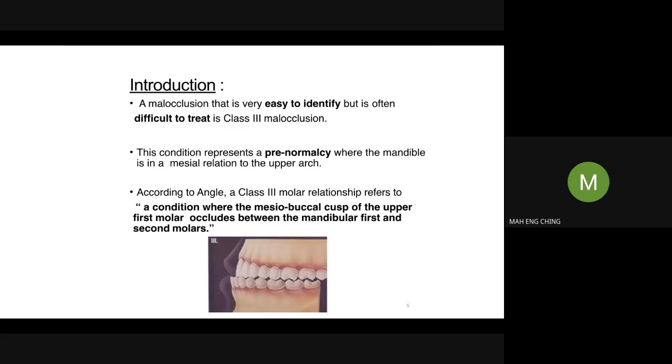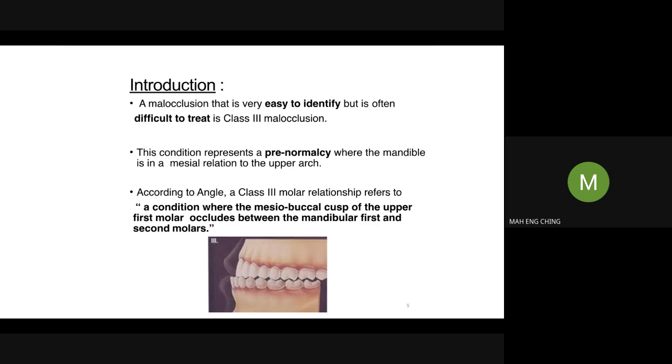So, introduction. The malocclusion that's really easy to identify, but often very difficult to treat, is the class 3 malocclusion. When you see the patient has a longer lower jaw or the face in a concave profile, it's very easy to identify. But in the orthodontic approach, it's always difficult to treat the class 3 malocclusion. This condition represents a prenormalcy where the mandible is in a mesial relationship to the upper arch. It just means the lower jaw is sticking out a little bit compared to the upper jaw. It means the mandible is longer than the maxilla.